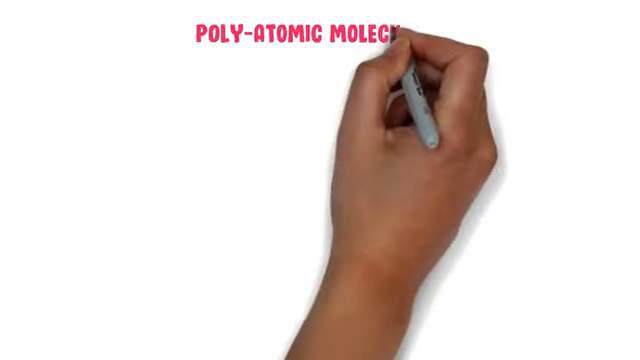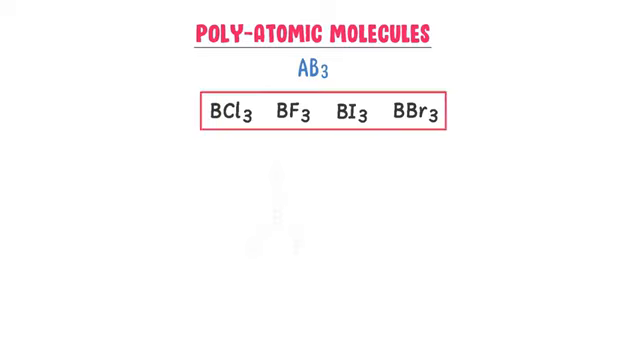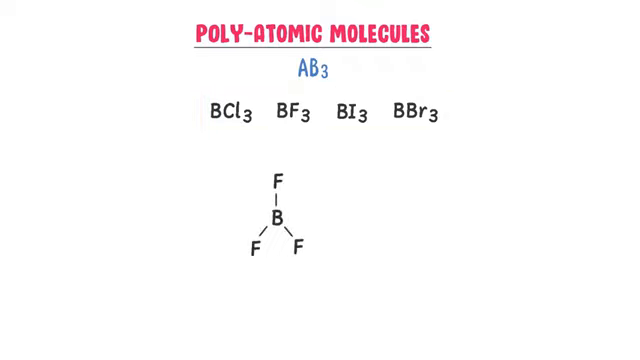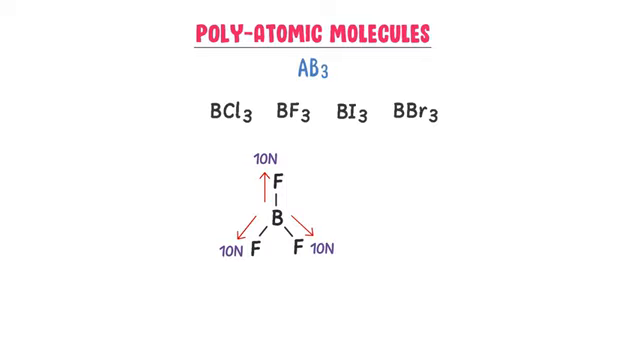Now let me teach you the polyatomic molecules of AB3 types like BCl3, BF3, BI3, etc. Remember that these all molecules have the same geometry like this. For example, here fluorine atom being more electronegative exert more force on shared pair of electrons. Let it exert 10 Newton force in this direction. This fluorine atom also exert 10 Newton force in this direction, and this fluorine also exert 10 Newton force in this direction. Here the net force is 0.